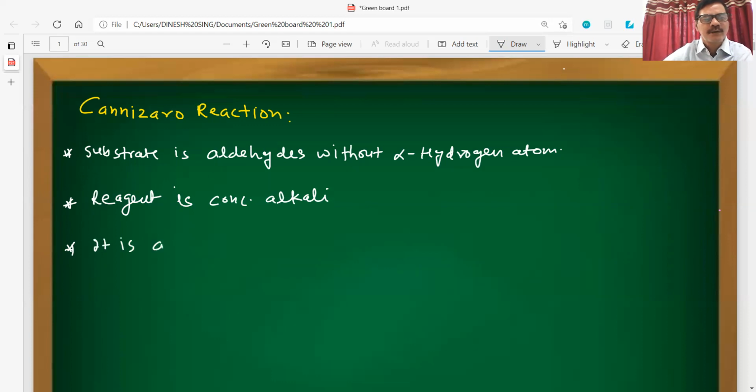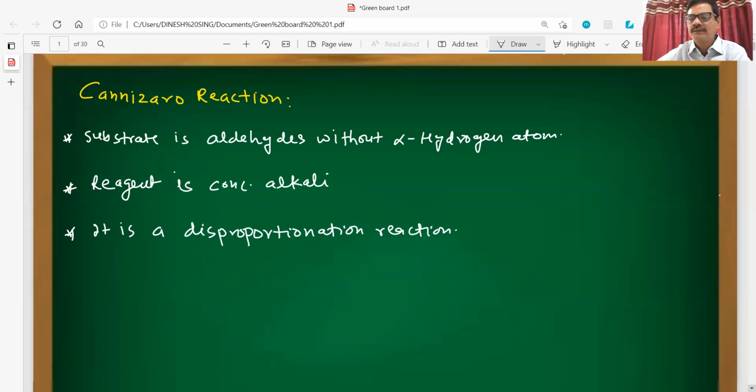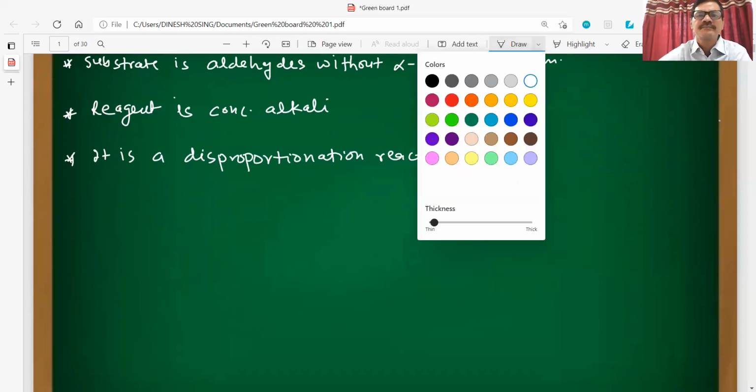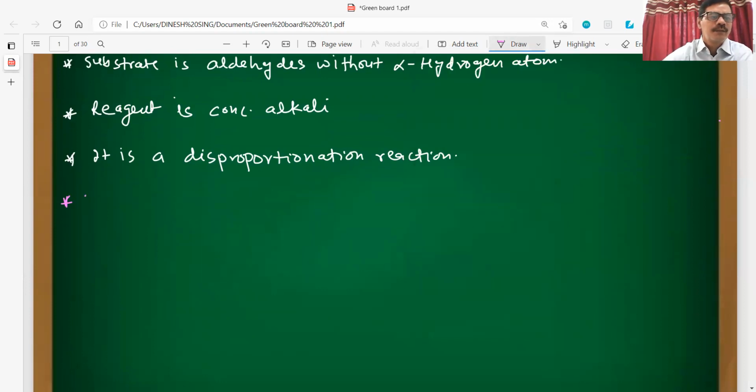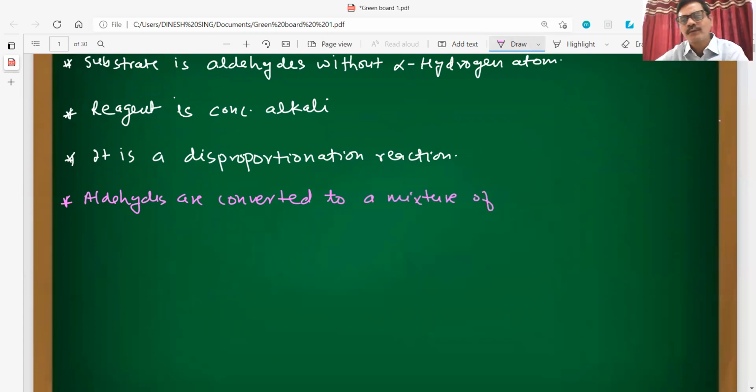It is a disproportionation reaction. That is, aldehydes are converted to a mixture of carboxylic acid and alcohol.